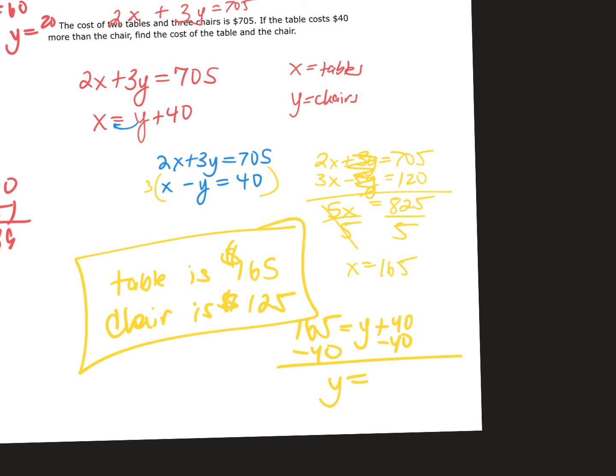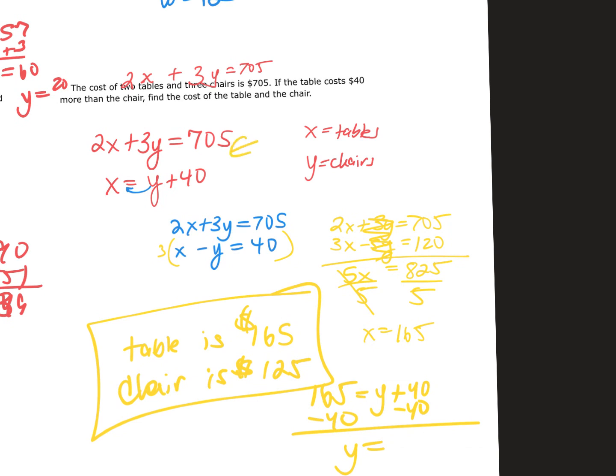You can take those two numbers and plug them into your original equations. Does that make sense? Yes, ma'am. You did substitution up here? Yeah. And you got y as 125? Yeah. Okay, so then you could have put y right here, 125 plus 40, to get the table. It would be 165. Same thing I did, just different things.